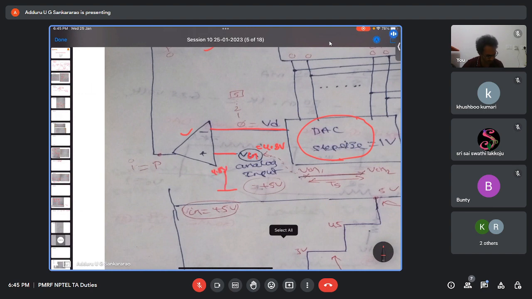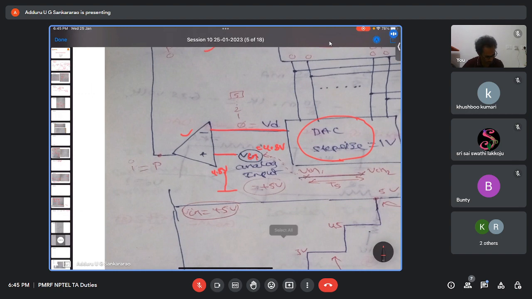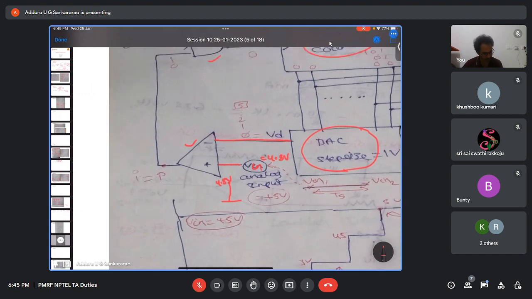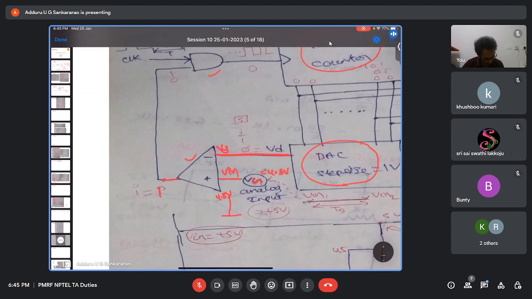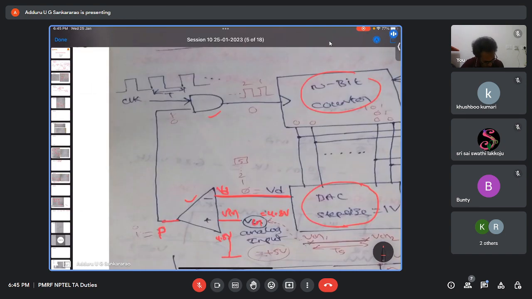Now the comparator output, you know, right? The comparator output is either high or low based on inputs. When Vin is greater than Vd, that is the DAC output, I am calling it Vd, so this is Vd, and this is Vin. When Vin greater than Vd, output is 1. When Vin less than Vd, output is 0. You got it right? Now this output we are calling P. This P is given as input to an AND gate.